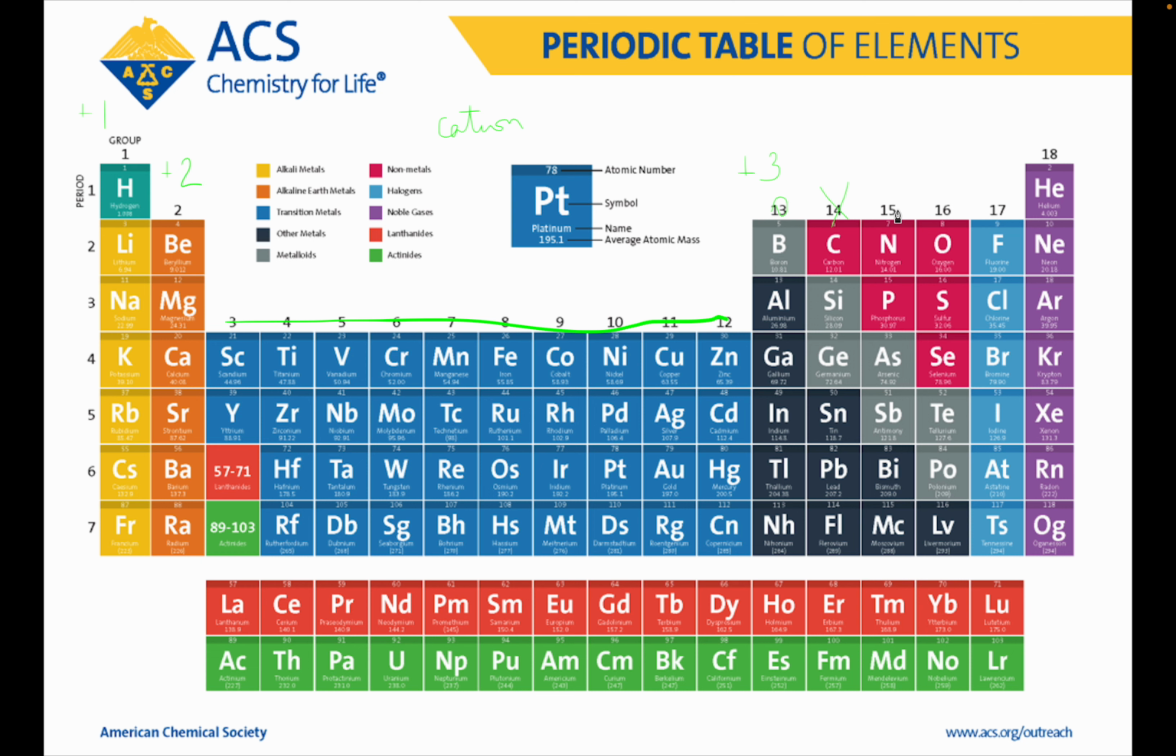Group 15 has 5 valence electrons. And so is this going to lose 5 or gain 3 electrons? Well, it's going to gain 3, so it's going to have a -3 charge. Group 16, is it going to gain 2 or lose 6? It's going to gain 2, so this has a -2 charge. And lastly, in group 17, is it going to lose 7 or gain 1? It's going to gain 1, so it is a -1 charge.